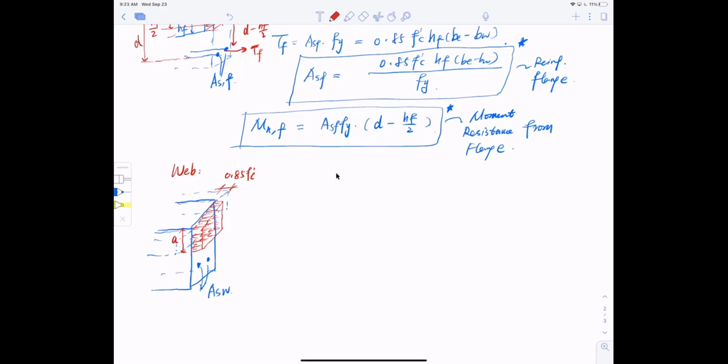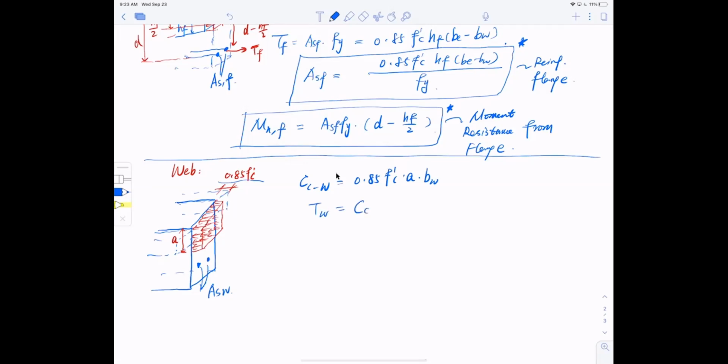For that, I will get the compression. Let me just divide it so you don't confuse. Get the compression from the web, Cc,w, equal to 0.85 f'c, this fellow right here, multiplied by the height a, and now I need a width, and this width is bw. So this is the compression from the web. Now to balance this, tension equals compression. So tension from the web equals compression from the web. So Asw fy equals 0.85 f'c a bw.